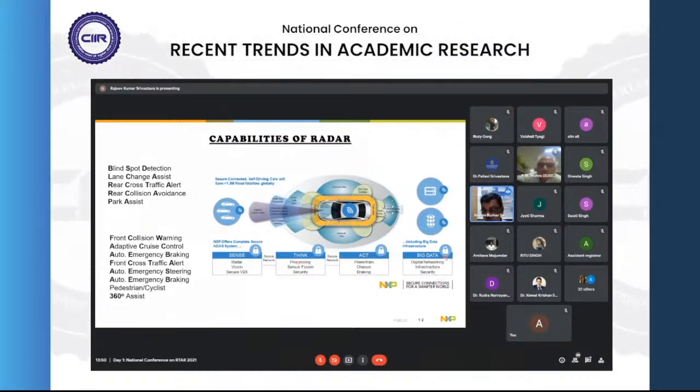And of course, you have a digital networking infrastructure, which means that you are also connected to big data, which is centrally governed, either related to traffic or road or a way to go. The simple example is Google Maps.